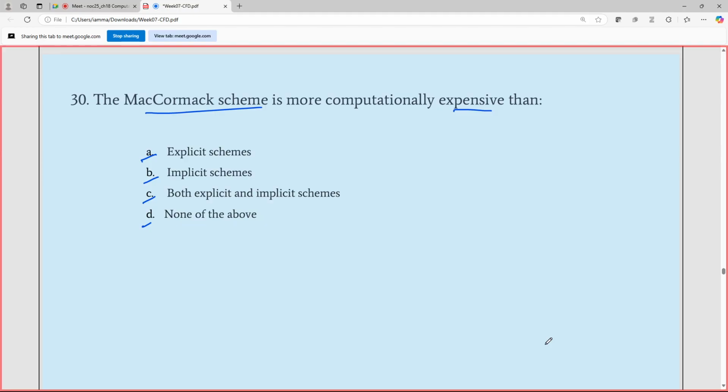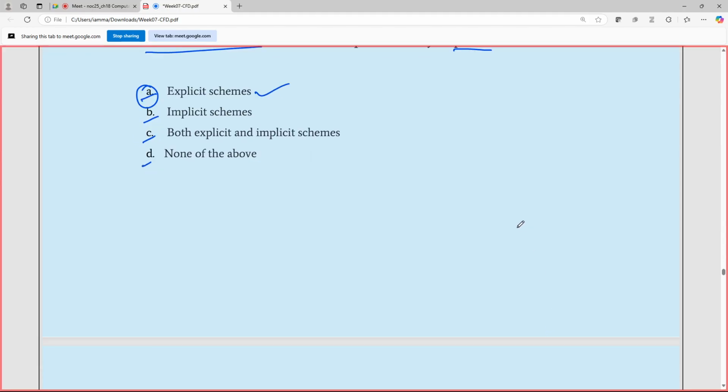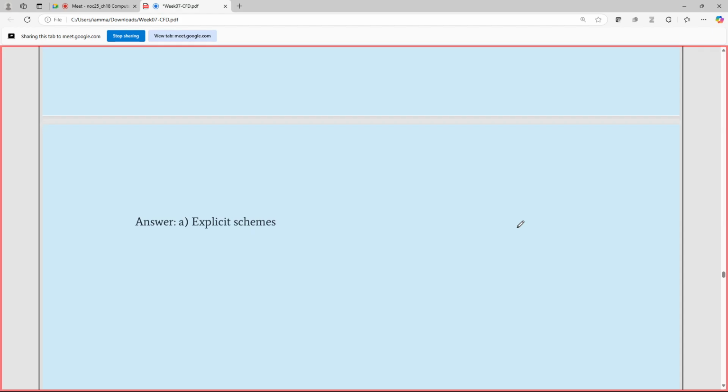The answer is option A, that is explicit schemes. The McCormack scheme is more computationally expensive than explicit schemes.